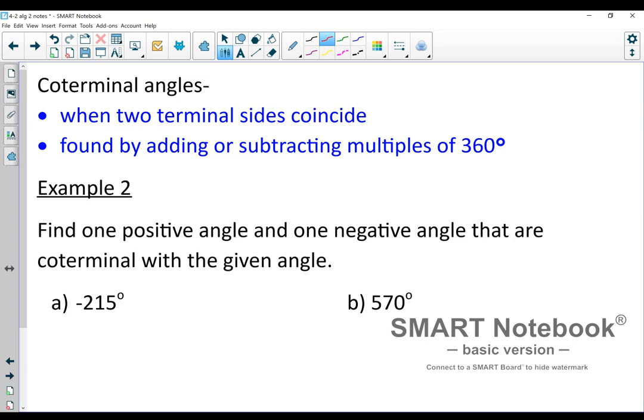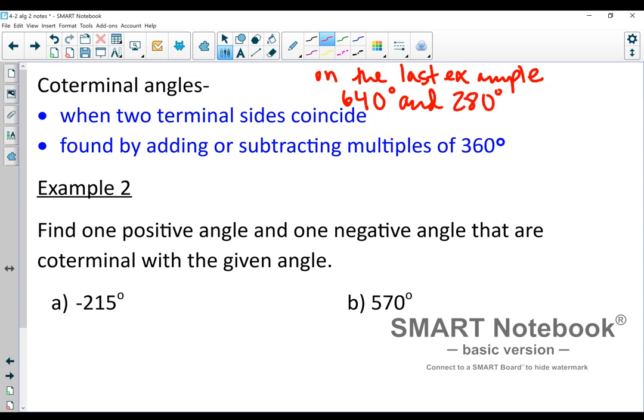So that means on the last example, just as a little note, that middle one, 640, was coterminal with 280 because those ended in the same spot. One of them went all the way around and stopped at 280, the other one would have just gone to 280, but those are coterminal. We've already had a little experience with that, and we can get them again by adding or subtracting multiples of 360.